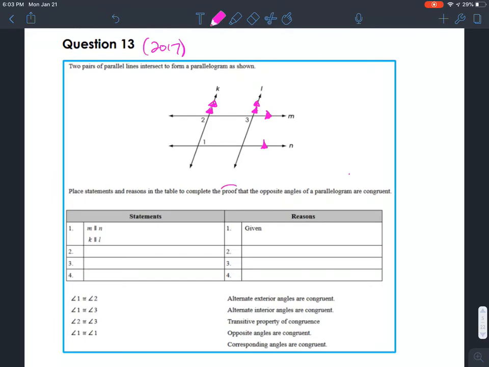Secondly, it says prove that the opposite angles of a parallelogram are congruent. And this picture only marks two opposite angles in this parallelogram. So to be clear, we're talking about this figure right here.